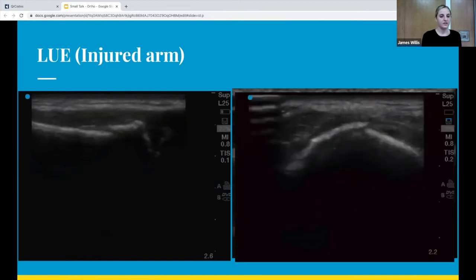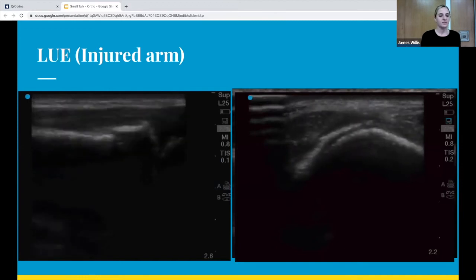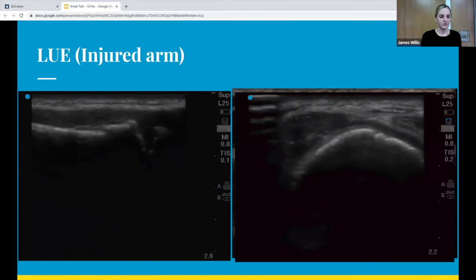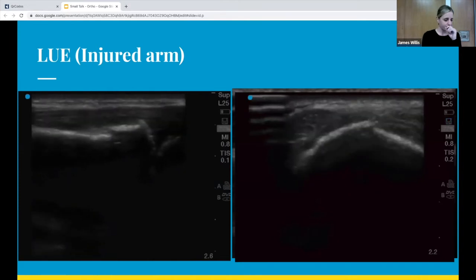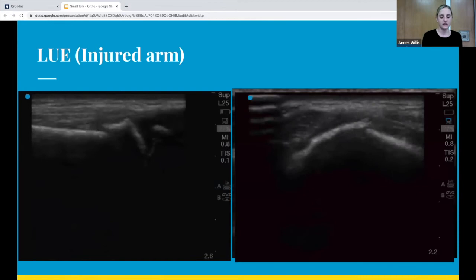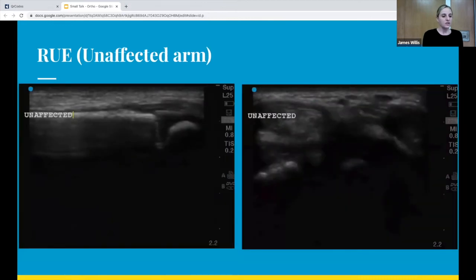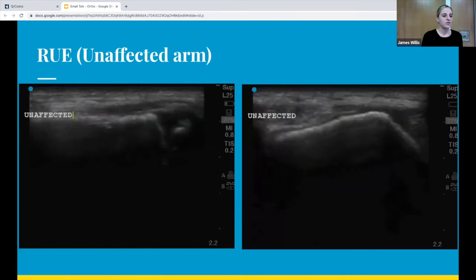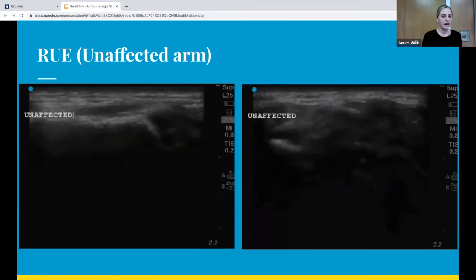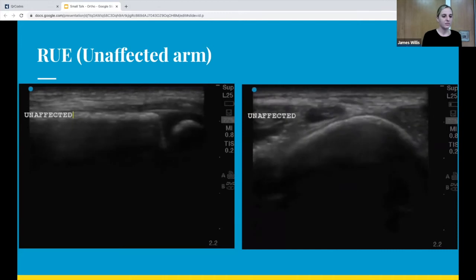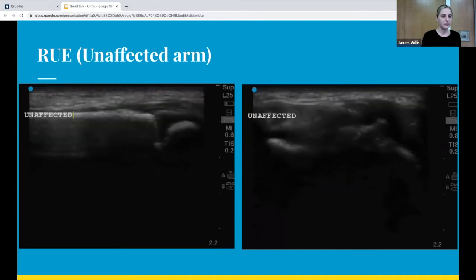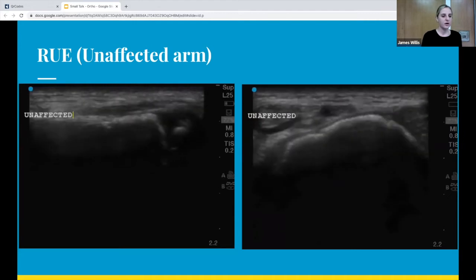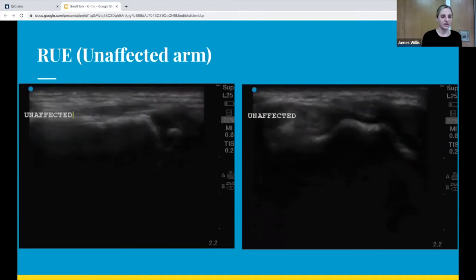And then, because you should always, this was the transverse view on the right, just for completion's sake. So you can also see the irregularity in the cortex there as well. We also imaged the unaffected arm, which you should always do, just to compare and make sure there are no abnormalities in the anatomy of the patient that could be leading you to believe that there's pathology there. And as you can see, the cortex is nice and smooth. There's no disruption or irregularity in either view.